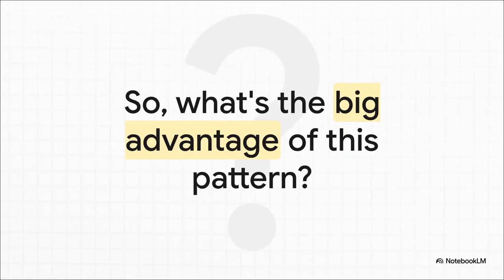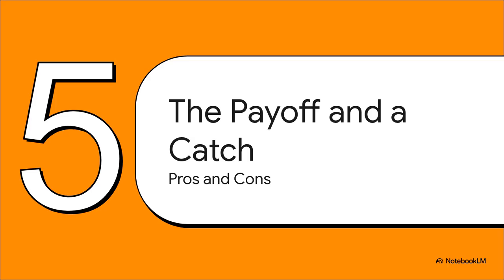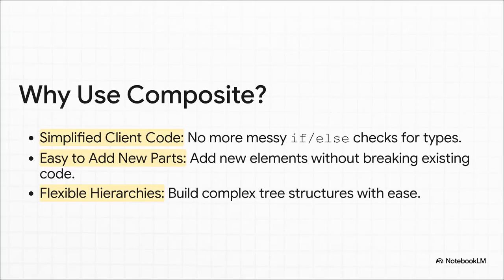Okay, this all sounds pretty clever, right? But so what? What's the actual advantage of setting all of this up? Why should we care? So let's talk about the payoff, which is huge. And yeah, there's a little catch we need to look at too. Oh, the payoff is absolutely massive. First, your client code gets so much simpler. All of those ugly if-else statements checking for object types, poof, gone. Second, it's incredibly easy to add new kinds of parts. Maybe you want to add a medic leaf or a tank division composite? No problem. You can just drop them in without breaking any of the code that issues the commands.